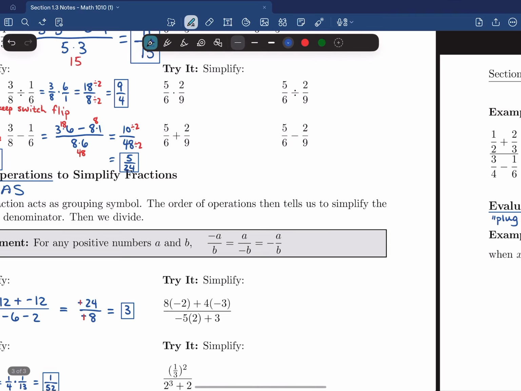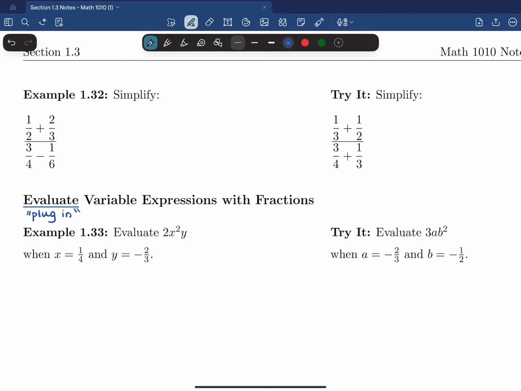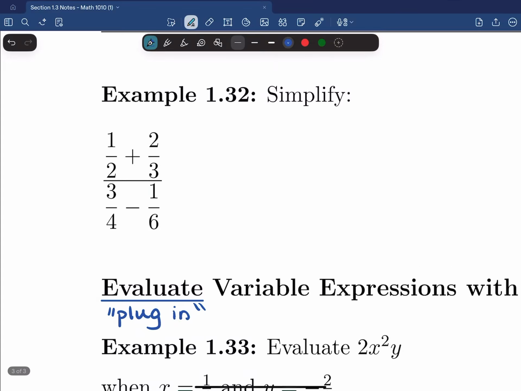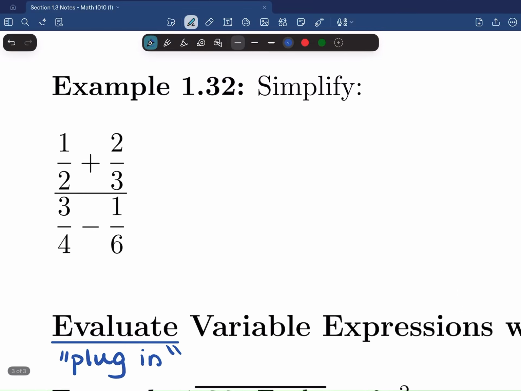Moving forward, we now have example 1.32. It says simplify. And we see fraction addition on top, fraction subtraction on bottom, and then eventually we're going to have to probably do fraction division to finish simplifying. So this is a nice little process. We're going to do a lot of operations on fractions. Let's start with the top.